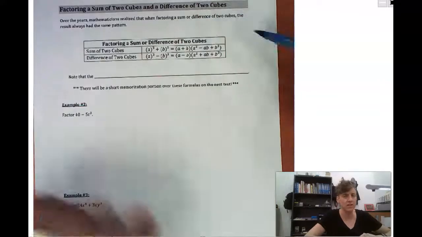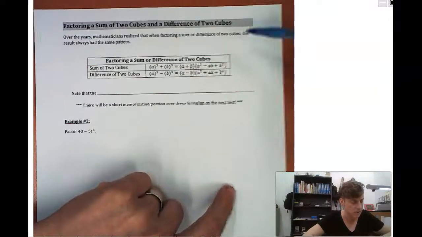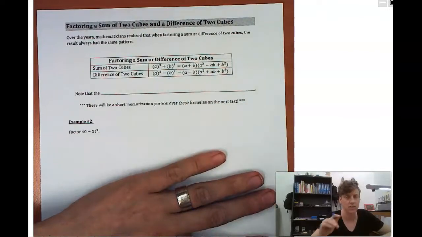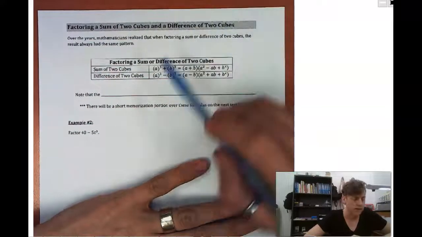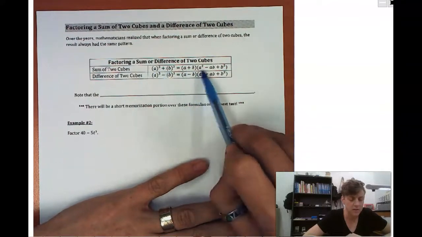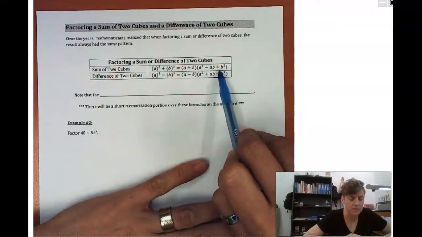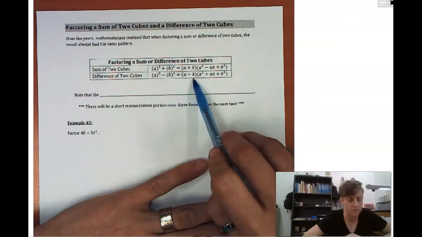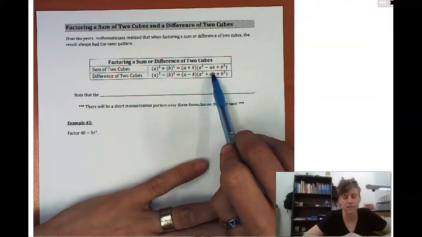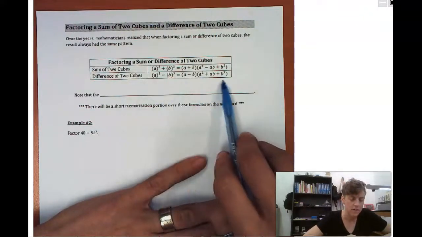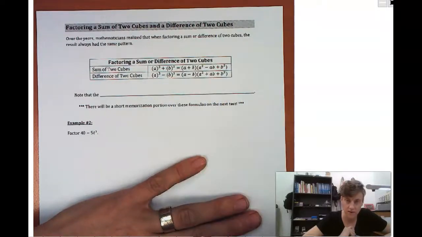We've got some rules here for factoring sums and differences of cubes. A sum of cubes is going to factor to a plus b times a squared minus ab plus b squared. And a difference of cubes is going to be a minus b times a squared plus ab plus b squared. This trinomial in both of these parts will never be factorable.